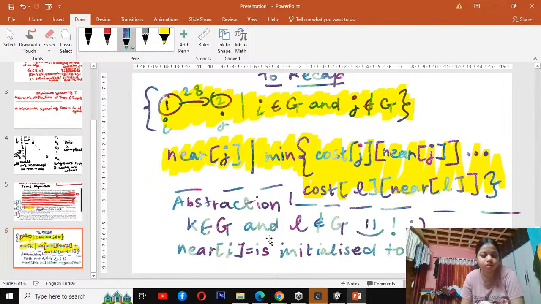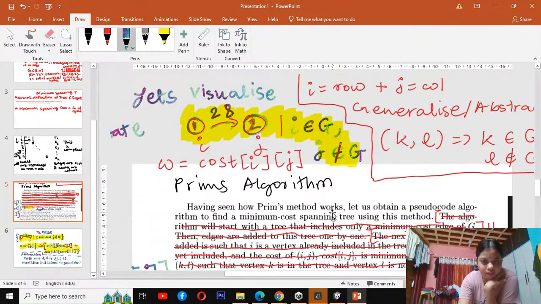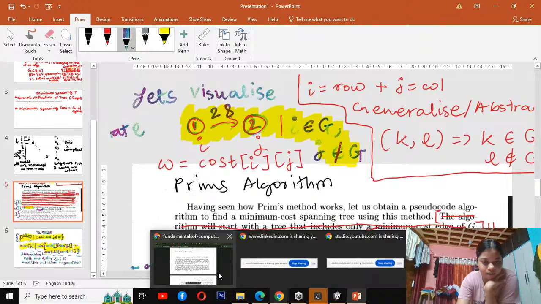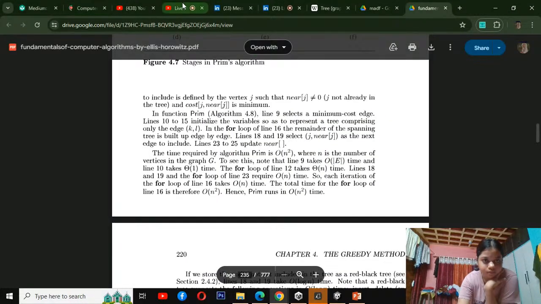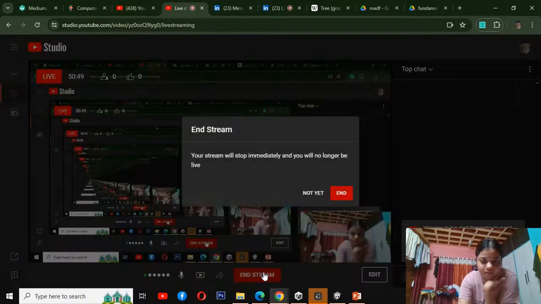Yeah, near of J. I think we should end this session. It's getting lengthier and lengthier. Wait, I'll check, what's the time? Okay, it's already one hour approximately, so I should end this.